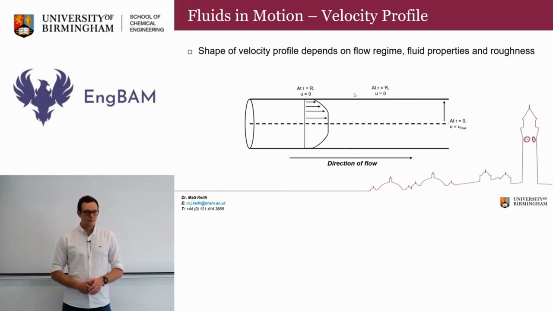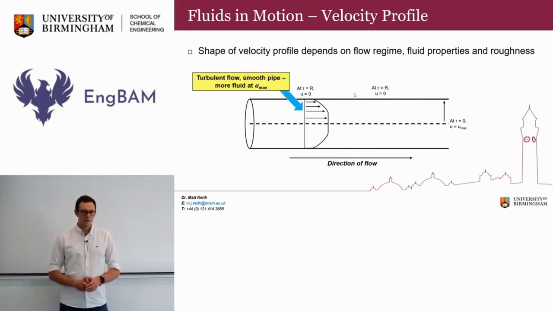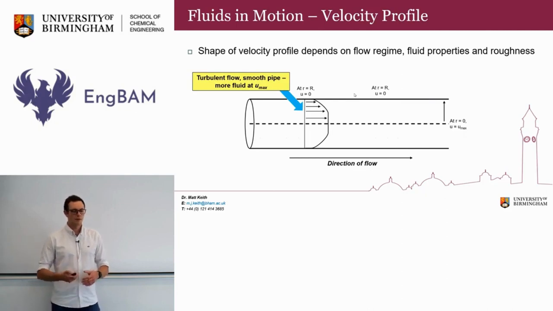In turbulent flow, we have a much flatter profile. For a smooth pipe, there's much more fluid at the maximum fluid velocity, or U max, and you can see that we now have a much flatter shape to that velocity profile.